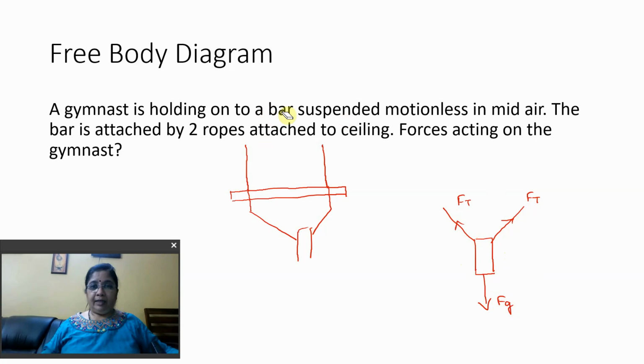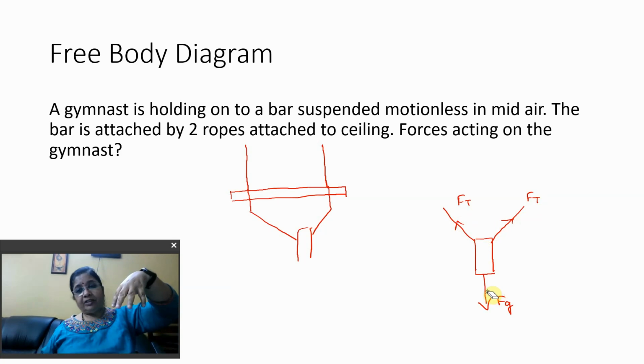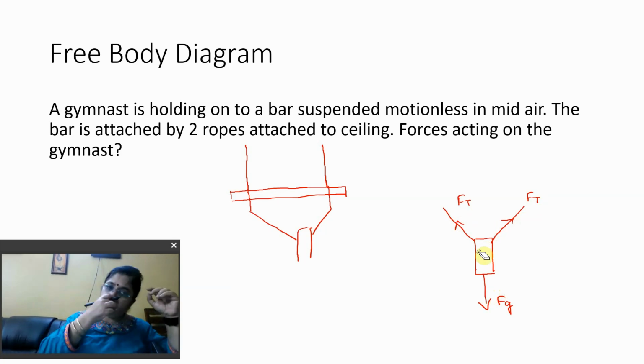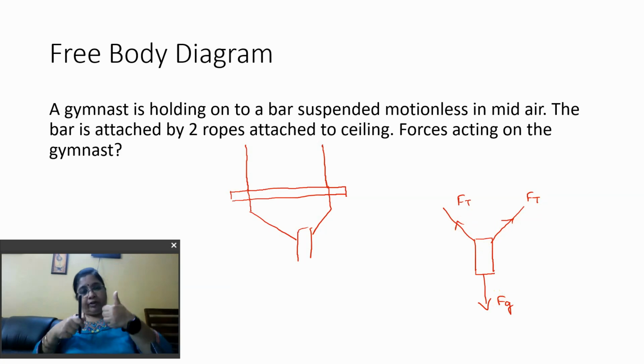Now see, bar suspended motionless in midair. Motionless, he's just hanging there. There is a tension force or force of tension. The force should be equal if the material is the same, or you can also say his hands. So tension force acting upwards, and there is a gravitational force which is acting downwards, balancing each other. You can say the same about your bag. When you suspend your bag on both shoulders, you have two cases of force of tension. If you suspend it on a single shoulder, again it's a case of tension.